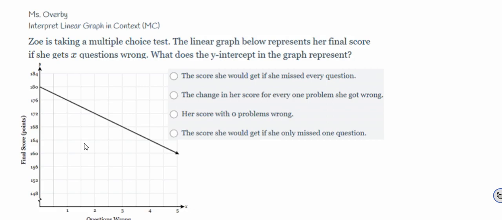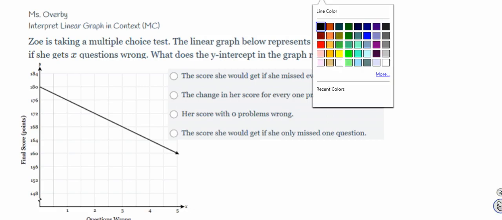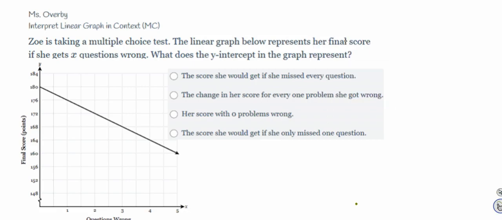So he's taking a multiple choice test. The linear graph below represents her final score if she gets x questions wrong. What does the y-intercept in the graph represent? Okay, so if we look at this, let's pick a good color. If we look at this, questions wrong. So in the beginning, 0.